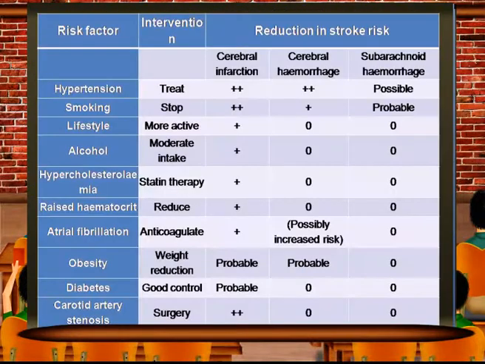There are certain risk factors. If you see this table, you find the list of risk factors, which comprises hypertension, smoking, sedentary lifestyle, alcohol, which also plays a role in stroke when taken in larger quantity, hypercholesterolemia, raised hematocrit, atrial fibrillation, obesity, diabetes, and carotid artery stenosis, which we have already discussed. All these lead to cerebral infarction or cerebral hemorrhage, and you can go through this.